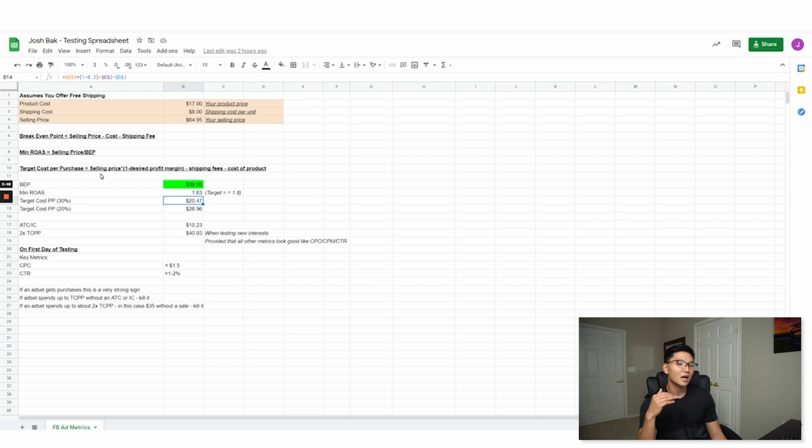So I can spend up to $20 to get a purchase, and therefore I can know roughly that I will get about 30% profit. Now the same applies for down below at 20%, but it allows me to pay about $27 and still remain profitable at the 20% gross profit margin. Now these are really good indicators because it allows me to let Facebook spend my money. I'm going to know when I want to turn them on.